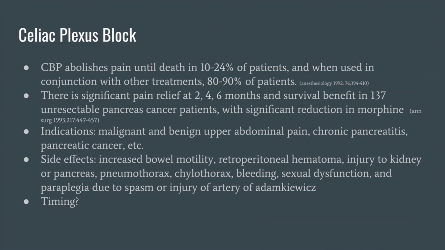That's huge. A study in the Annals of Surgery demonstrated significant pain relief at 2, 4, 6 months and a survival benefit in 137 unresectable pancreas cancer patients, with significant reduction in morphine usage. And then a systematic review in 2015 concluded that there is strong evidence for celiac plexus block. It provides good analgesic effects and/or reduces opioid consumption and some opioid-induced adverse effects in comparison with conventional analgesic treatment. So what are the indications?